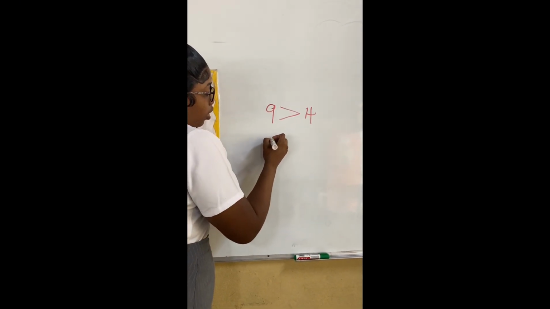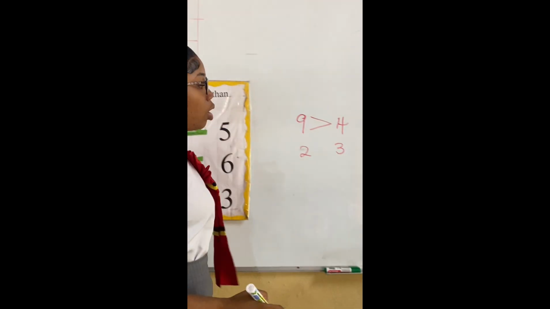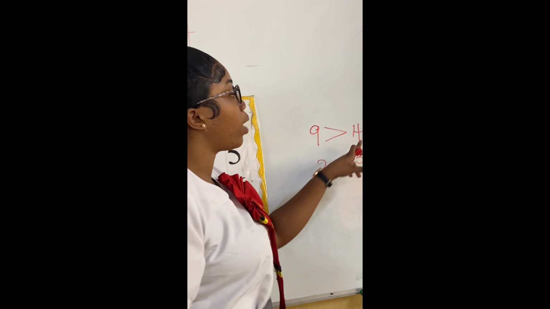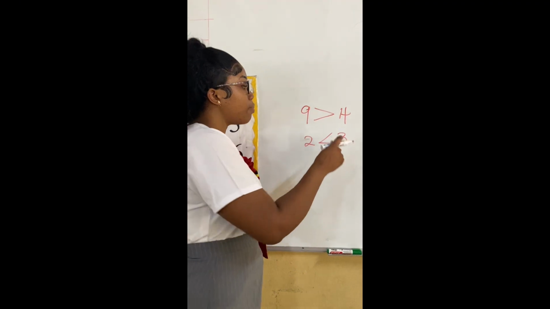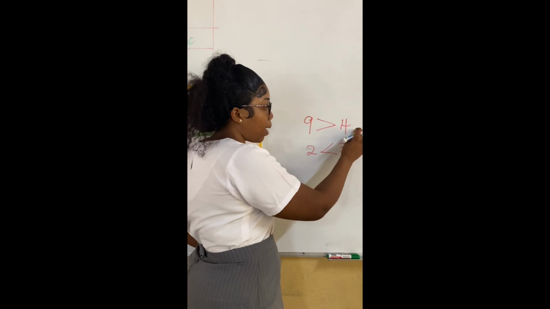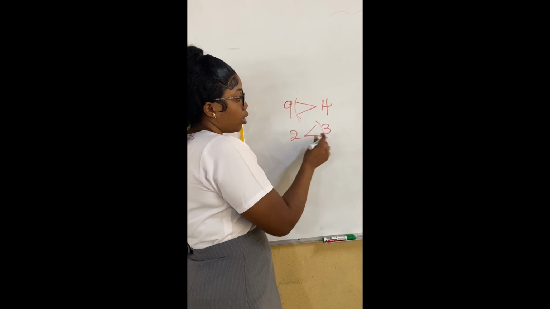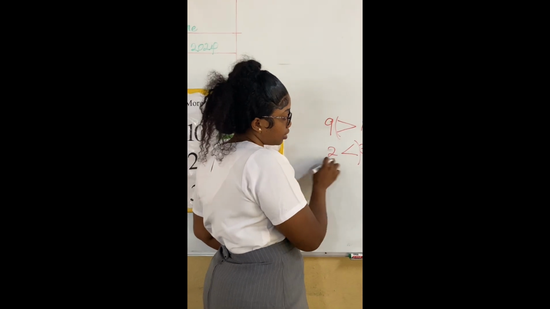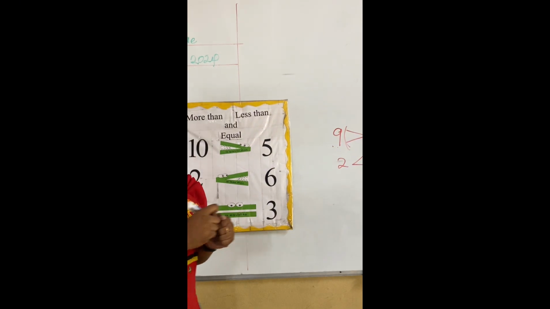Let's say the smaller number is in front, 2, and I have 3. Where would I put the alligator mouth in this case? At 3. So it doesn't matter where the larger number falls, whether it's in front or in the back. If the smallest number is in front or if it's at the back, the alligator mouth always opens to the greater number, which would be 3 in this scenario and 9 in this scenario. Okay, boys and girls? Good.